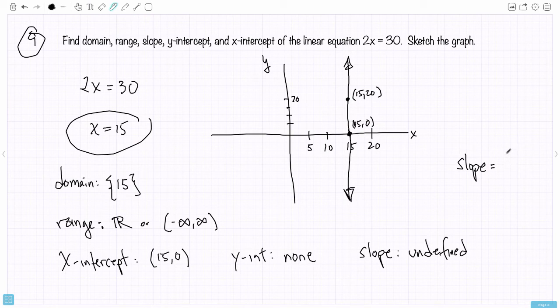So if I subtract the y's on top, and it doesn't matter what order, and subtract the x's on the bottom, of course that's the issue right there. 15 minus 15, this makes it 20 over 0, and that's undefined. As soon as you divide by 0, you have undefined. So that's it. That's the answer for number 9.